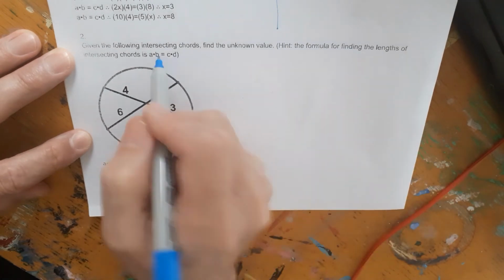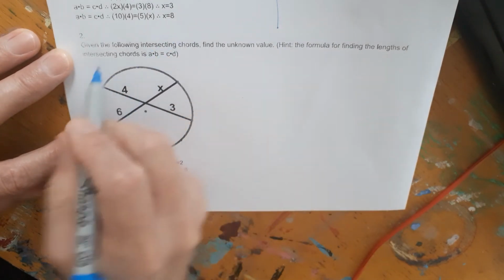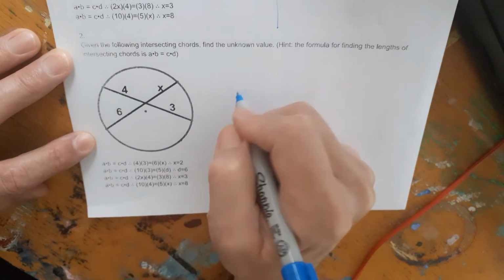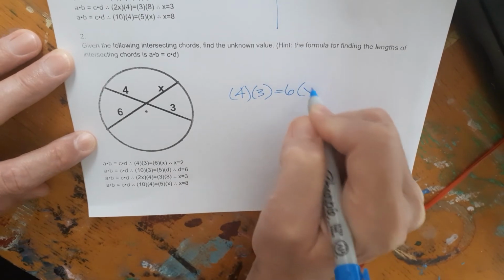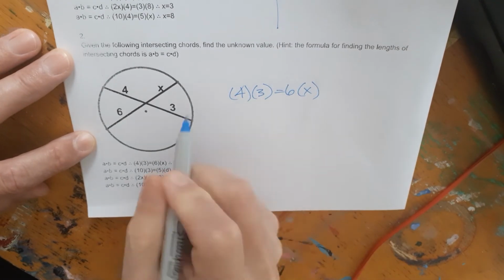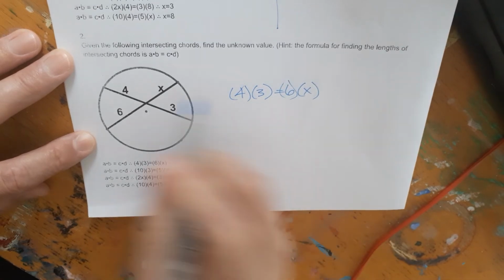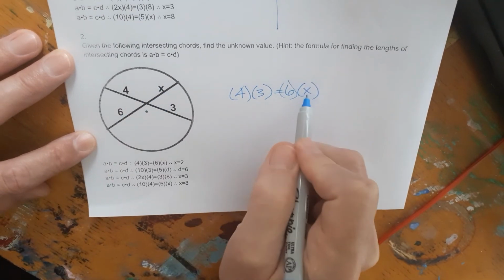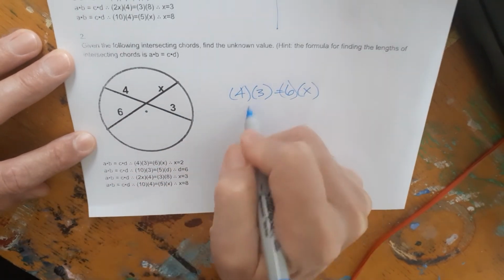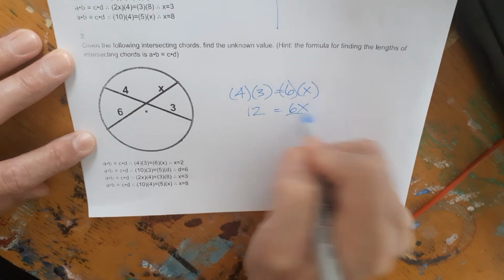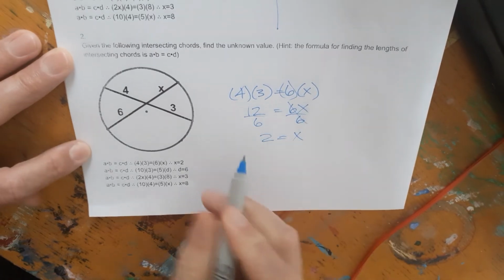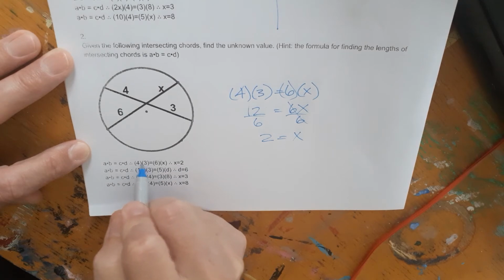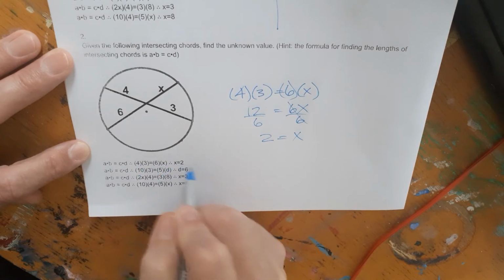Same problem, same relationship. We've got a 4 times a 3 equals a 6 times an x. I don't really need parentheses there, but maybe I will just to show 6 times x is one side of the equation, 4 times 3 the other. So 12 equals 6x, divide both sides by 6, x equals 2. So they gave us the original setup, 4 times 3 and 6 times x, and x equals 2.